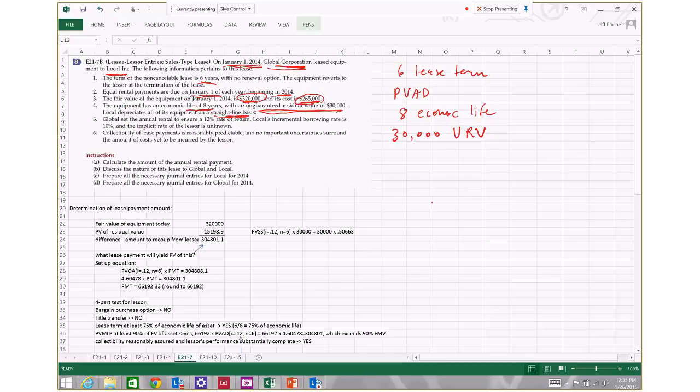In setting the rental payments, which incidentally we're not told what the rental payments are, we have to determine that ourselves. In setting the rental payments, the lessor set the rental payments to guarantee a 12% rate of return on the transaction. We're told that the lessee's incremental borrowing rate is 10%, and the implicit rate of the lessor is unknown to the lessee. The implicit rate is that 12% rate that the lessor used in determining the amount of the rental payments.